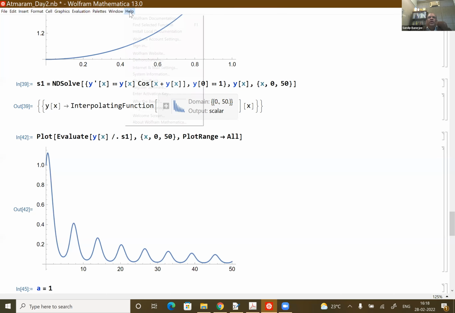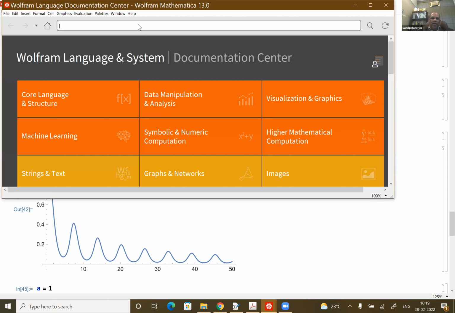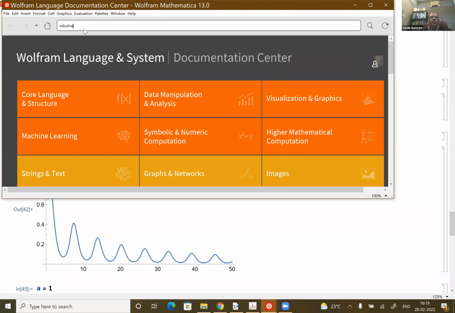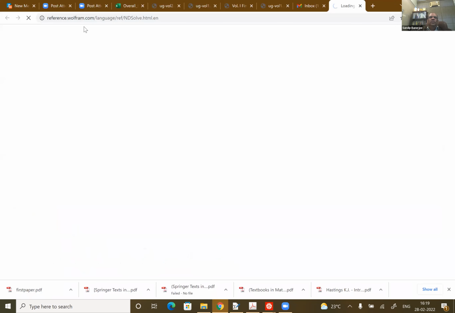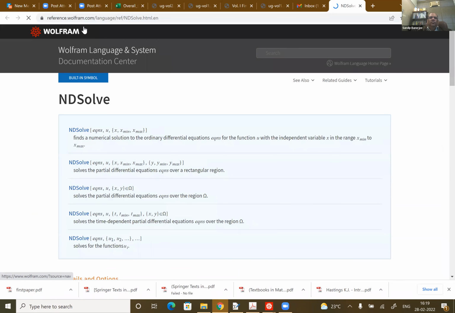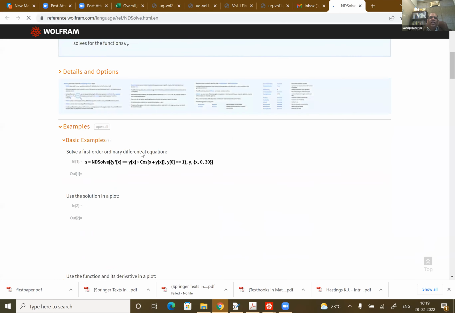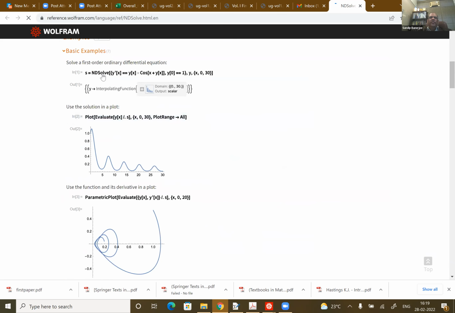Okay, do one thing. Go to Wolfram documentation and type NDSolve, and press enter. It will open something like this. You go down. I've taken this example. You will see this is there. Just check whether you're getting this or not.